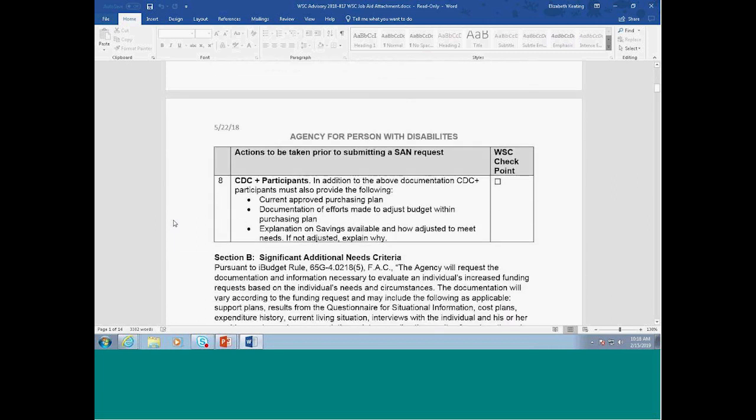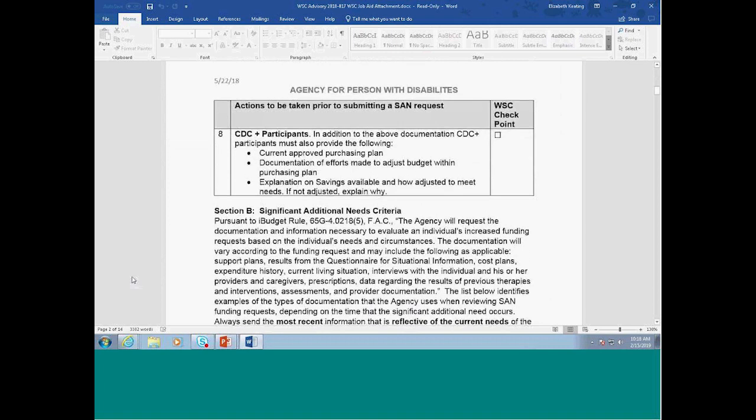And then there's some additional actions that have to be taken if you're submitting a SAM for somebody who is a CDC participant. So in addition to all the requirements that we just talked about, a consultant should provide the consumer's current approved purchasing plan, and again, documentation of efforts made to adjust the budget within the purchasing plan.